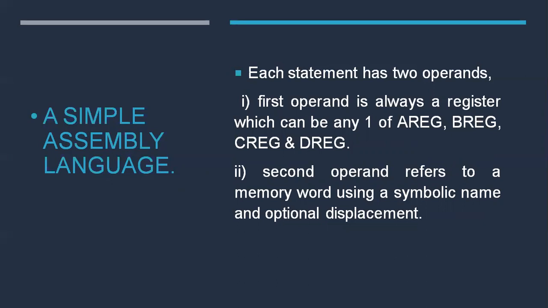Now, the second operand refers to a memory word using a symbolic name and optional displacement. So every time the second operand is going to be a symbol. Either it will be with displacement or it will not be with displacement.